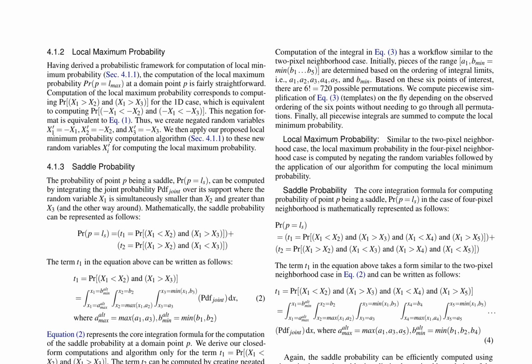The methods are generalized to the 4-pixel neighborhood case, where the core integration formula for computing local minimum probability takes a similar form to the 2-pixel neighborhood case.